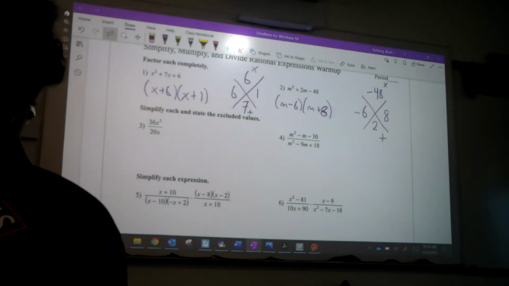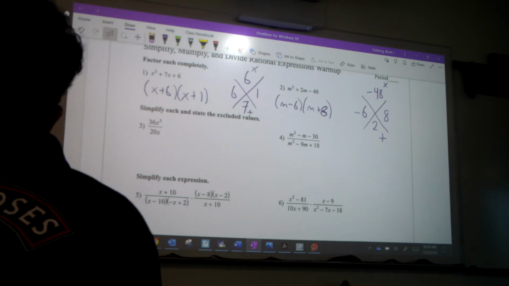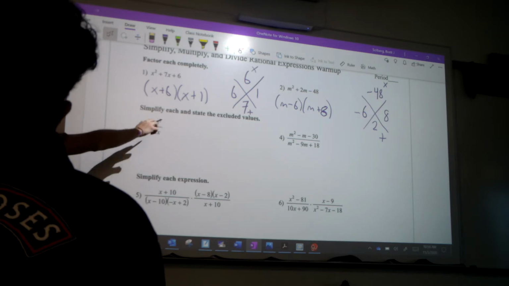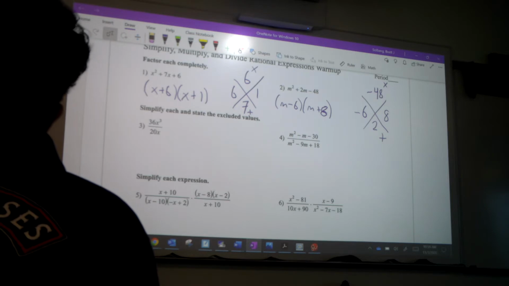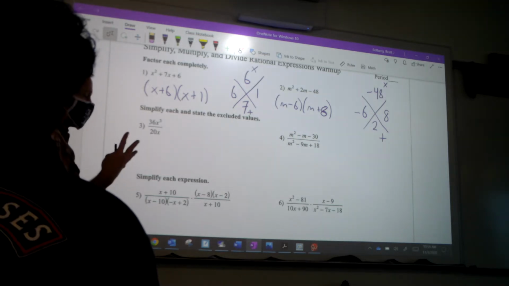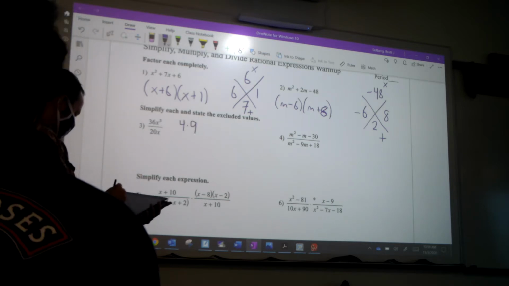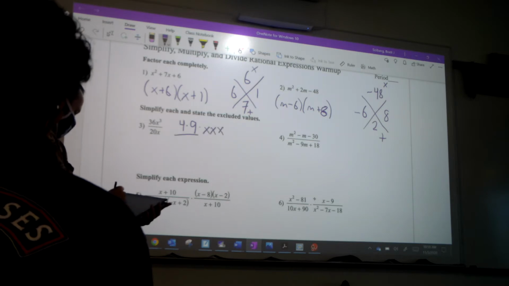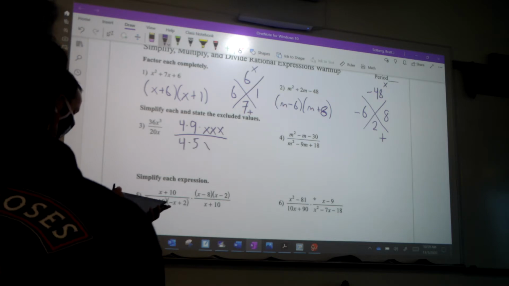Alright, then let's go to this next one. We're going to simplify. Another word of simplifying is just reducing. Okay? What is the biggest number that can go into 20 that can also go into 36? What did you guys come up with? What did you say? Yeah, 4, right? 4. So 36 is 4 times 9. And x cubed is just 3x's, right? So I'm going to write that out. 20 is 4 times 5, and then there's just 1x.